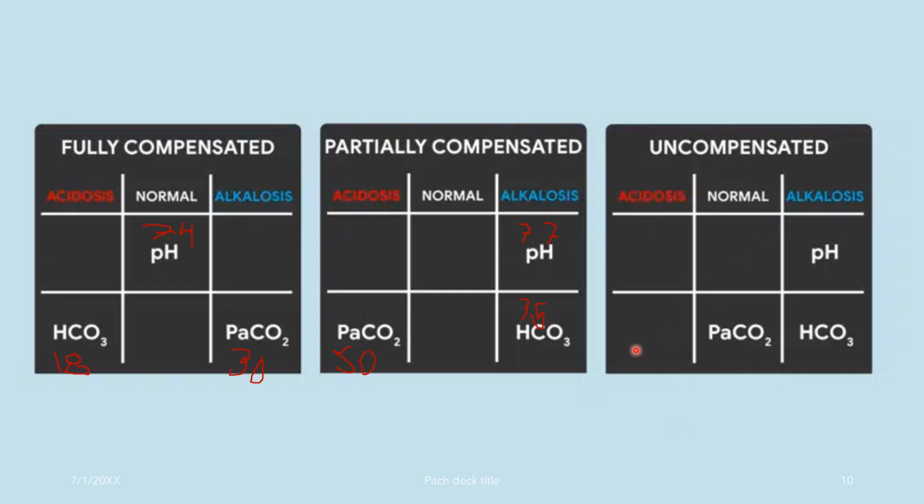Okay, and then uncompensated is when we have, again, a pH of 7.7, bicarb of 35, and our CO2 is still only 40. So our lungs haven't done anything to compensate yet. They're not retaining any CO2 like they are in our partially compensated example. So we have an uncompensated metabolic alkalosis.